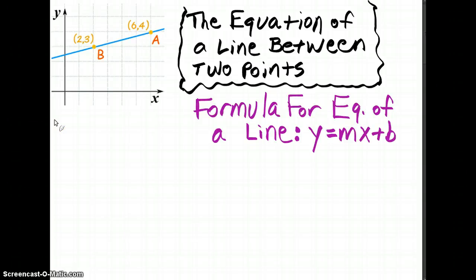Hey guys, in this video what I wanted to go over was finding the equation between 2 points on a given coordinate plane, and what we're going to be doing is investigating how to find the algebraic equation of the line that will go through 2 given points. So if you look right here, I already have 2 given points on a coordinate plane, and point B is at the coordinate (2, 3), and point A is at the coordinate (6, 4).